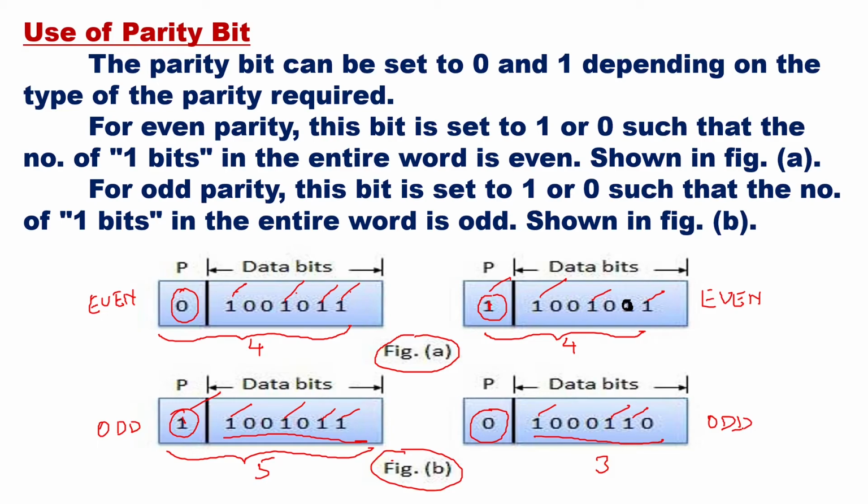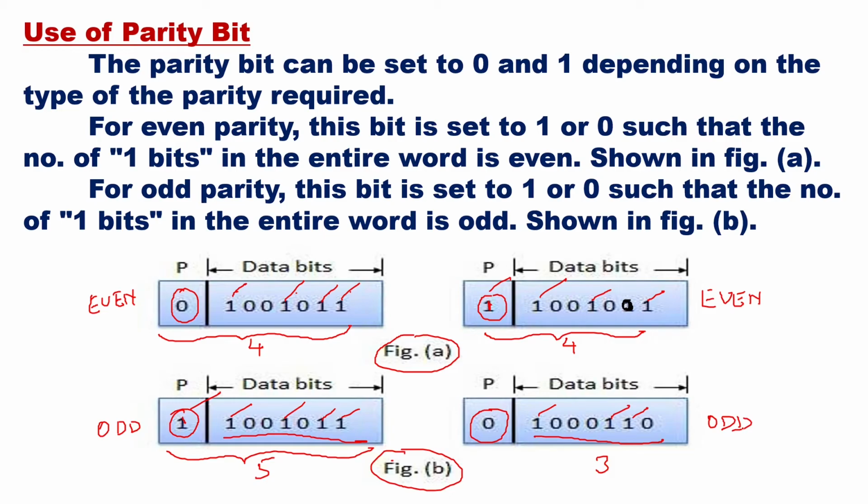Whether you want to send the data with an even parity system or an odd parity system, depending on that, you are going to assign the parity bit by seeing the number of ones in the data bits. So these are examples of even parity and odd parity. With this, I think you can easily understand what this parity check bit coding is.